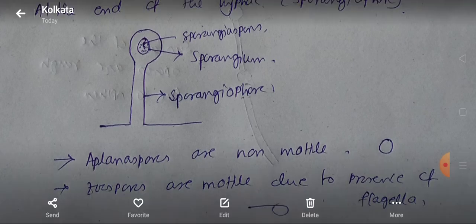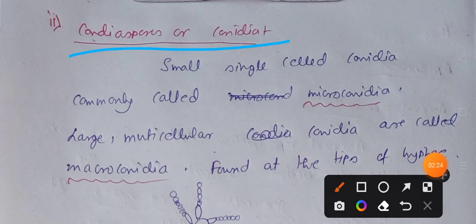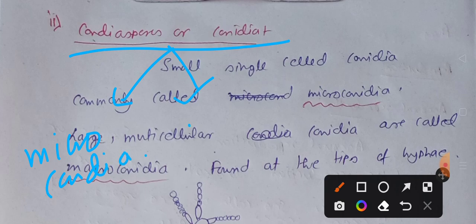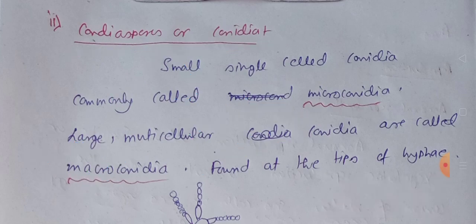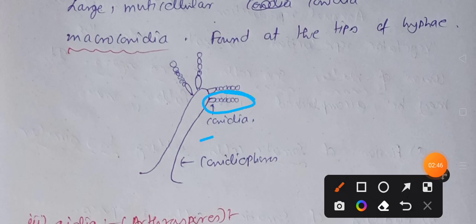Okay, now let's move to the next type of spore, that is conidiospore or conidia. So it is of two types. One is small and single-celled, which we will call microconidia. Another one is large and multicellular, which we will call macroconidia. These are present at the tip of the hyphae. Okay, so these types of structures are called conidia.